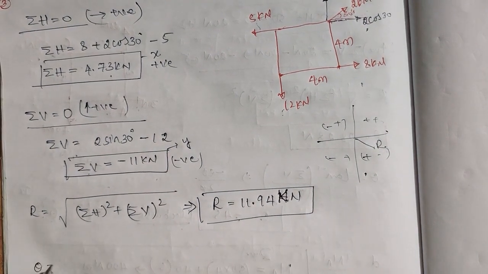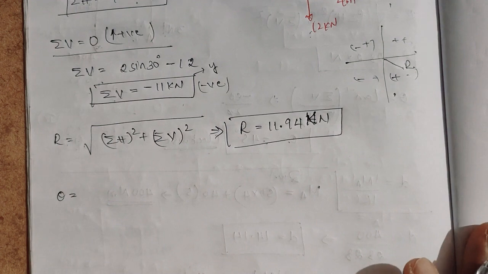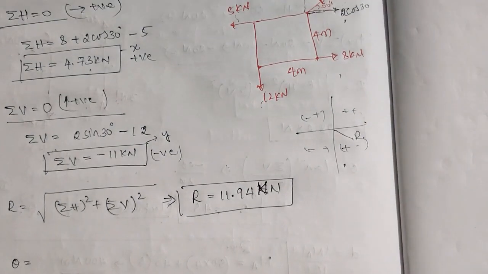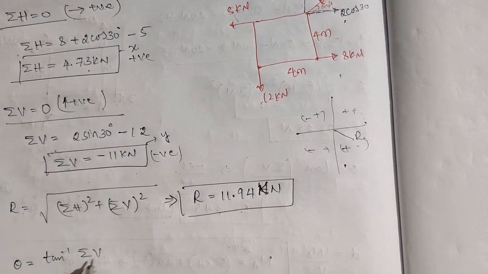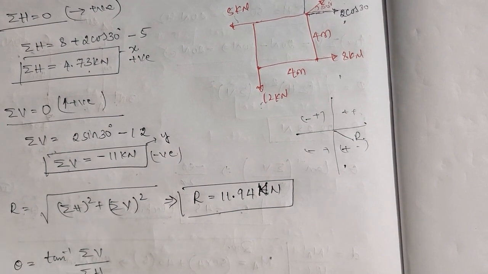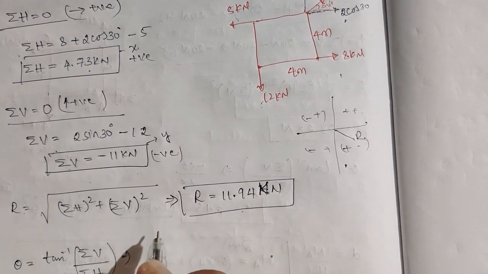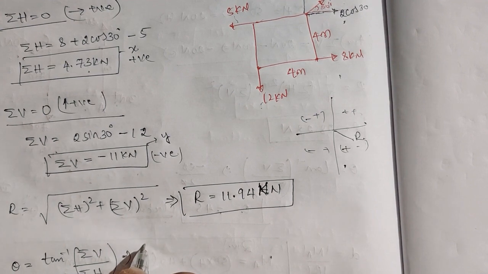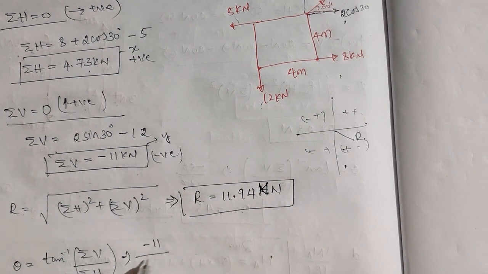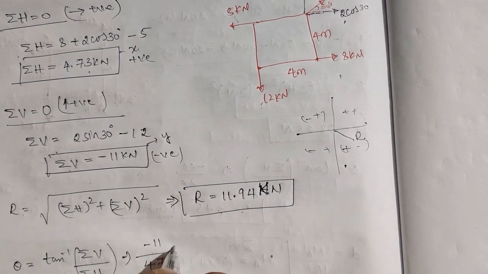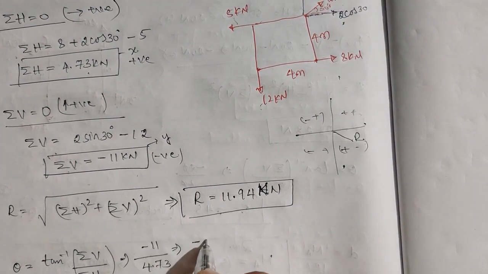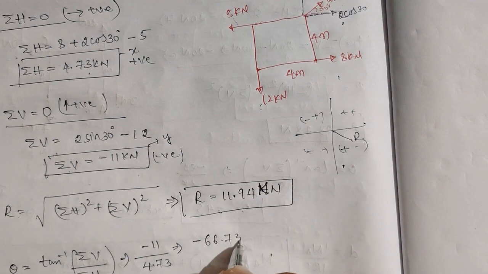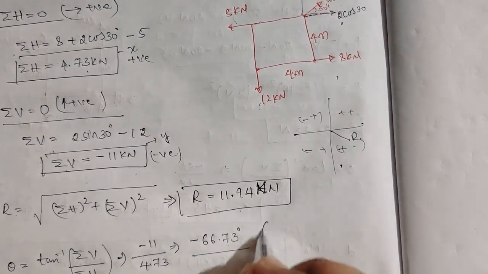What about theta? Theta will be tan inverse of summation of V divided by summation of H. So summation of V is minus 11 by 4.73. It is minus 66.73 degree. If it comes minus, it is what?